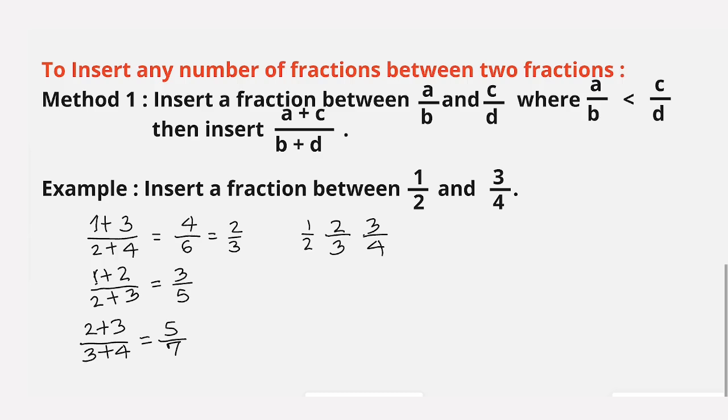So now after inserting the numbers, what are we going to get? Our initial number was 1 upon 2. Then the new number we are going to add is 3 upon 5. We had already inserted 2 upon 3. Now the new number we are going to insert is 5 upon 7. And we had already 3 upon 4.